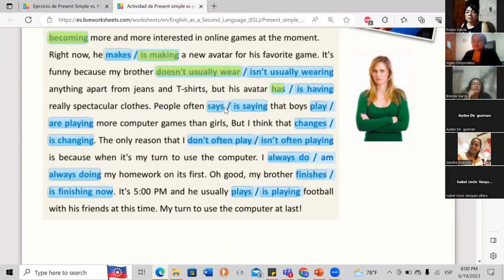Selena, people often says, or people often are saying that boys play more computer games than girls. People often say that boys play more computer games than girls, but I think that changes or is changing. Is changing, right? Okay, the only reason that I don't often play, or that I'm not often playing, is because when it's my turn to use the computer. Shamara? Don't often play or isn't often playing?